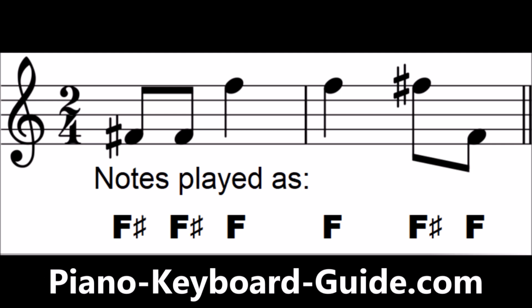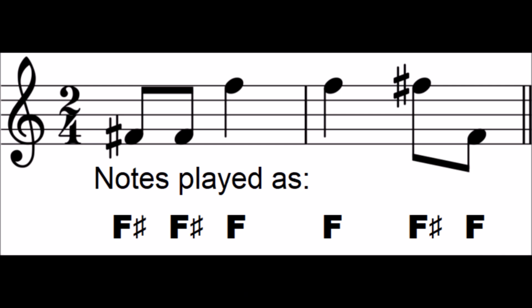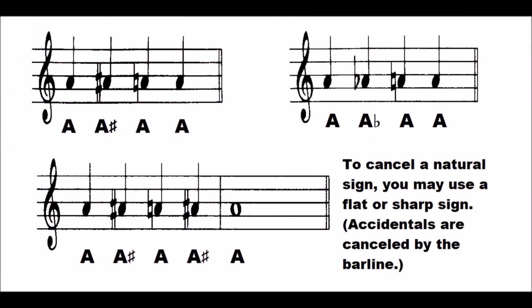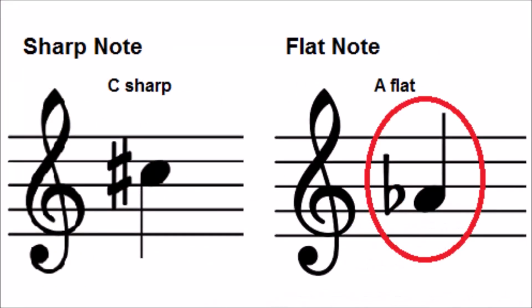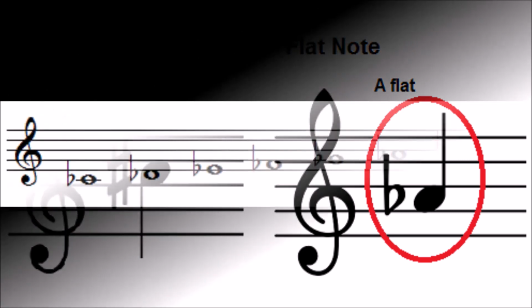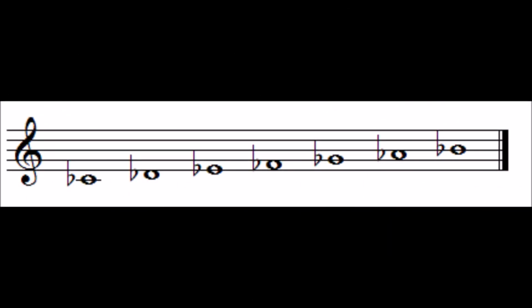When the measure ends, you go back to the regular note. In other words, you go back to B. Accidentals are cancelled by the bar line. Accidentals go on the left side of the note head. A flat sign consists of a small loop and a stem. On the staff, it is placed in front of a note.